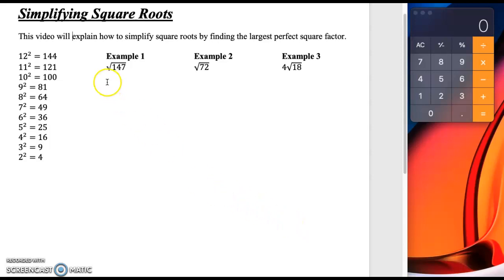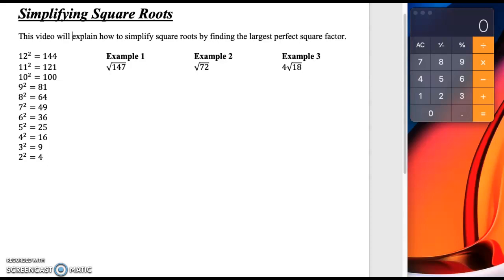Mr. Metelsky here, and the video that you are watching will be covering how to simplify square roots. And we are going to be going through the method of simplifying square roots by finding the largest perfect square factor. Now, what do I mean by that?